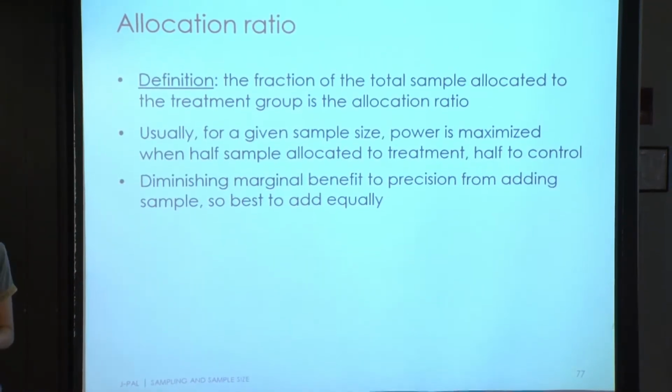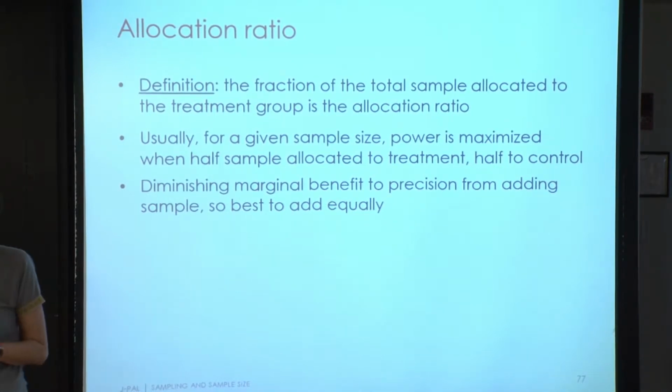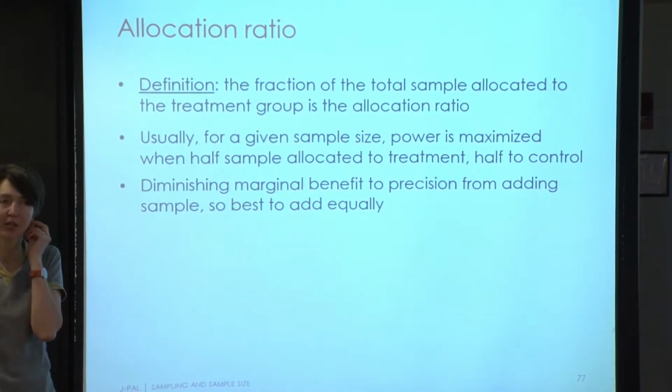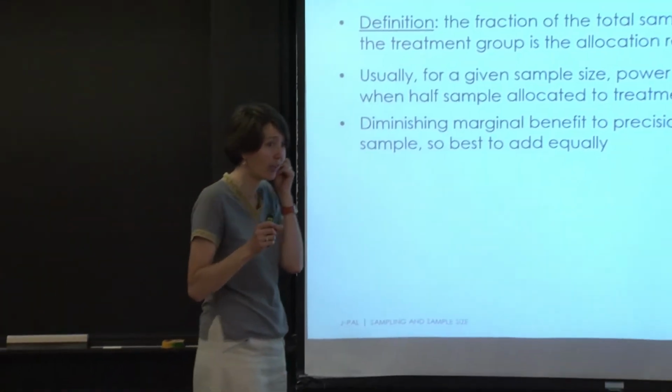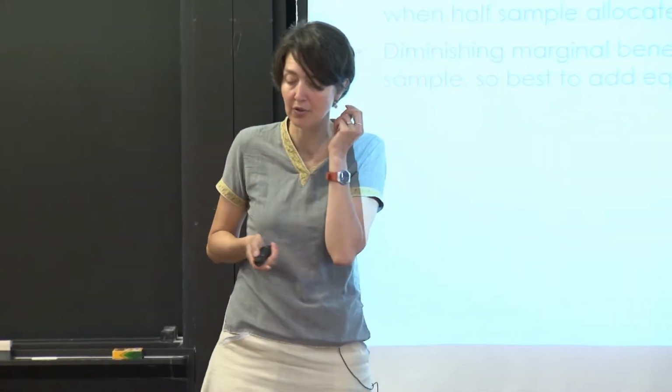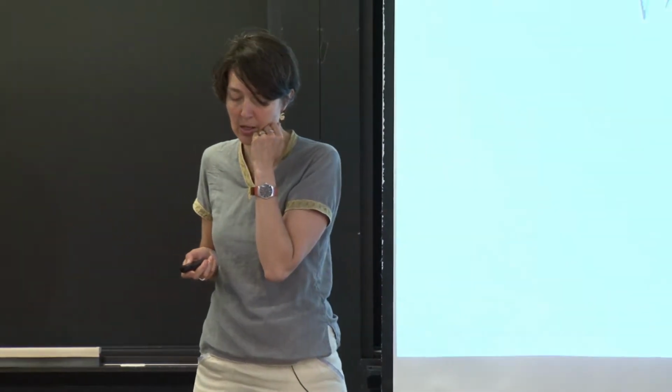So we call this the allocation ratio. The fraction of the total sample allocated to the treatment group is the allocation ratio. Usually for a given sample size, power is maximized when half the sample is allocated to treatment and half to control because of this diminishing marginal benefit of adding sample. In the practical lesson, I'm going to go over the exceptions when that is not the case and it's actually useful to not allocate 50-50.